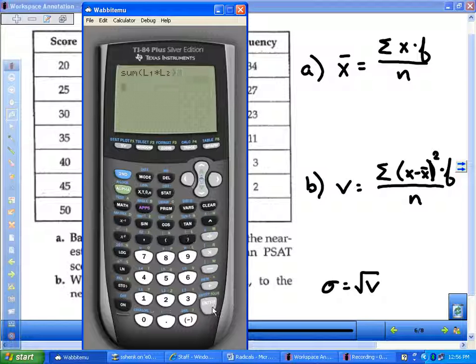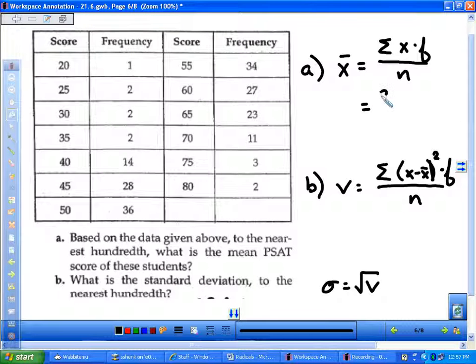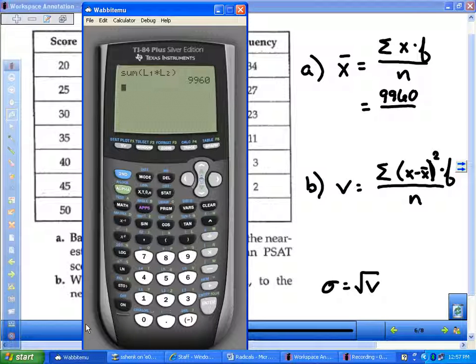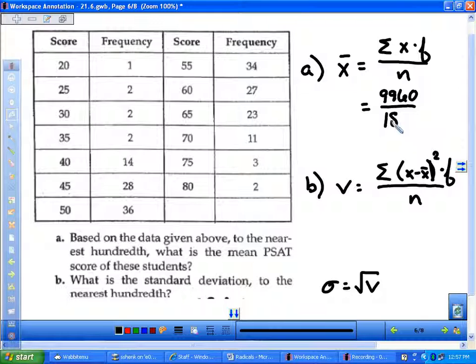My scores all add up to 9960. N, what does the n represent? Sum, so I'm just going to hit second, enter. We just want the sum of what though? L2, so let's delete the L1 and the times. What does L2 add up to? So there was 185.